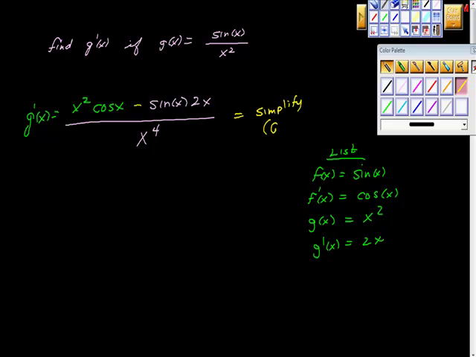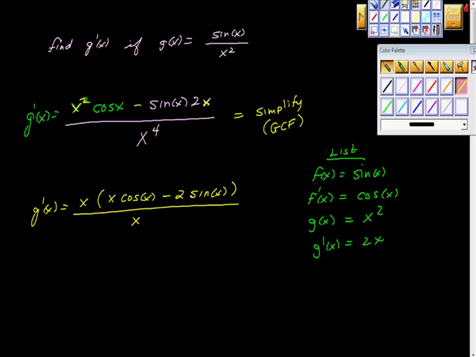In this case, we're going to be looking for the GCF here. And the greatest common factor, look, this has x squared here. This has two x's, so we can factor out an x, right? So we get g prime at x is equal to x times x cosine x minus 2 sine of x, right? All over x to the fourth.